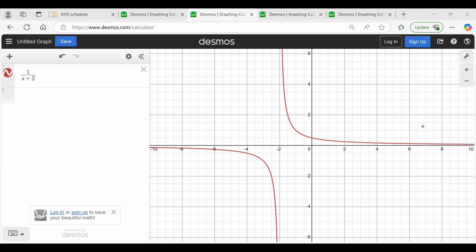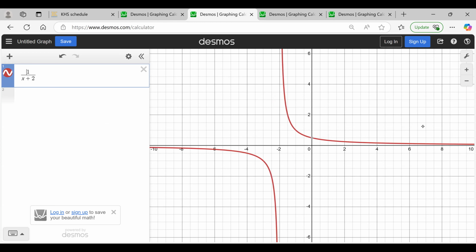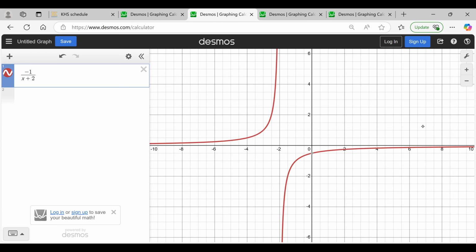So let's see how it will happen. What will change if I put a negative in the front? What do you think will happen? Yep, it'll reflect across the x-axis. So see how it hops across the x-axis? Okay, so if I put a negative in front, it'll reflect and it'll look like that.